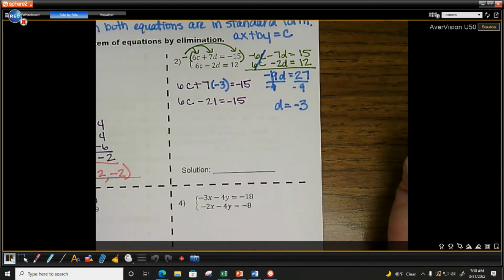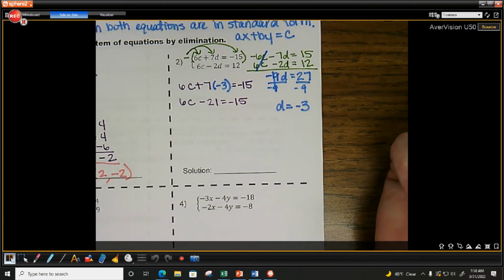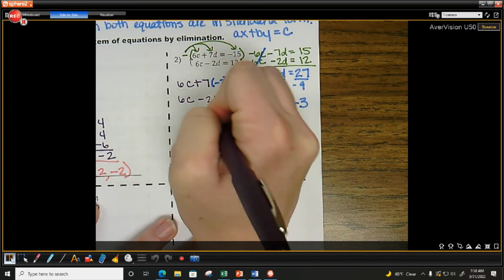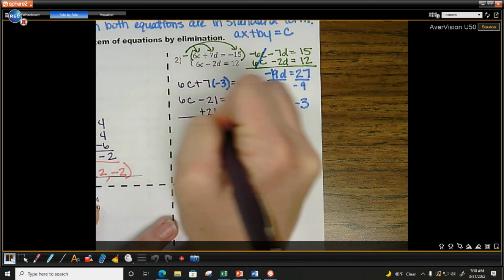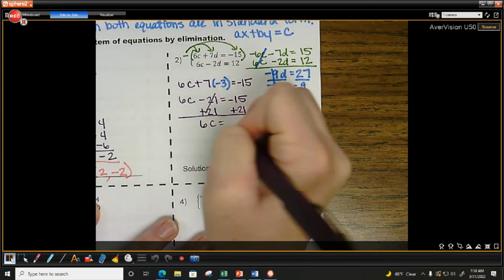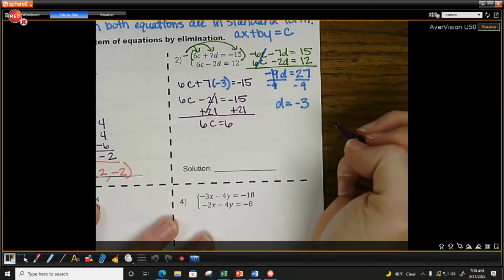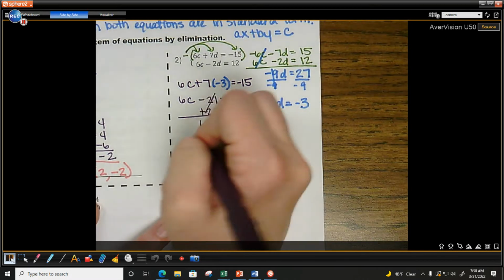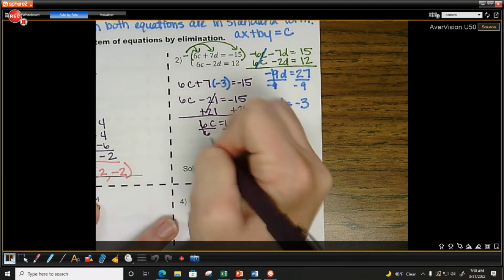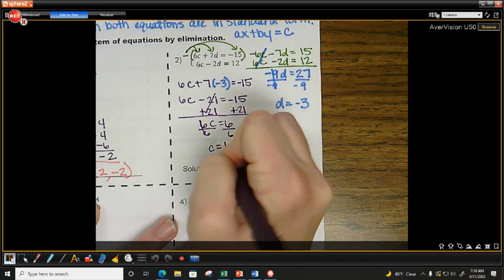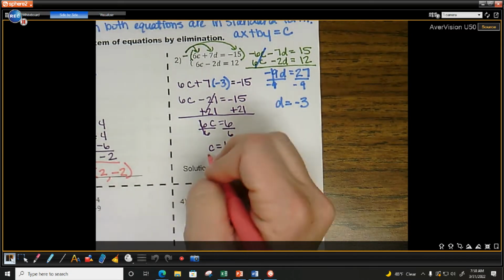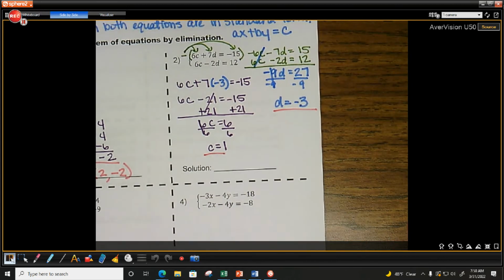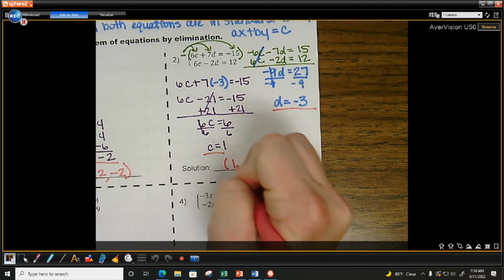What do I do next to find the value of c? Add 21. And I get 6c equals 6. What do we do next? Divide both sides by 6, and we get c equals 1. Do I now have both variables' values? Which order do you think I should write it in? CD, DC? CD, go in alphabetical order. Okay, so 1, negative 3.